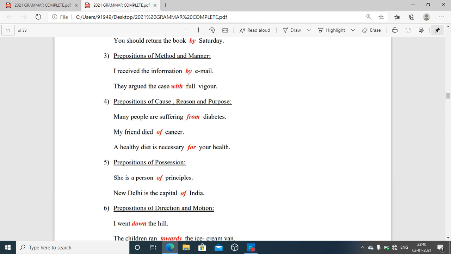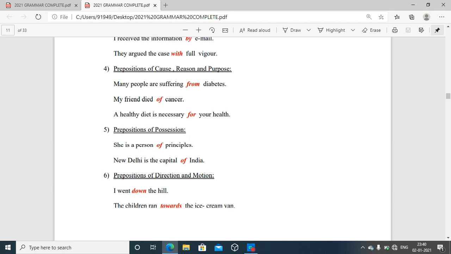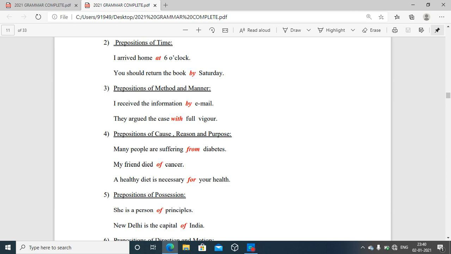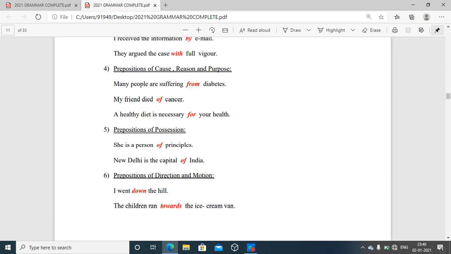So fifth one, it is prepositions of possession. Possession, we know it's ownership. Possession is a term that shows ownership. Here, she is a person of principles. Never you can see person with the principles, person by principles, at principles. All these are awkward. So she is a person of principles is the better option. Obviously, possession of, definitely logically also it mentions possession, ownership.